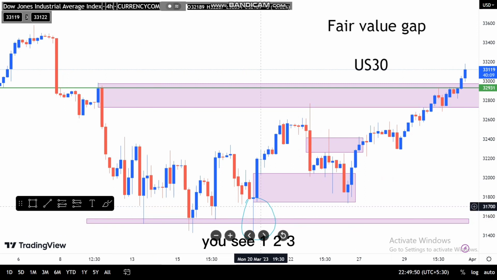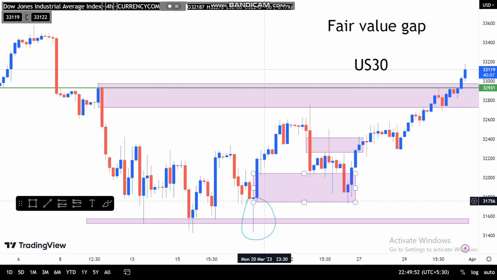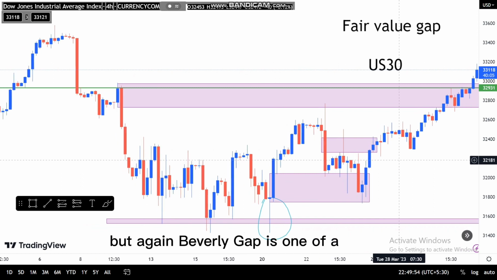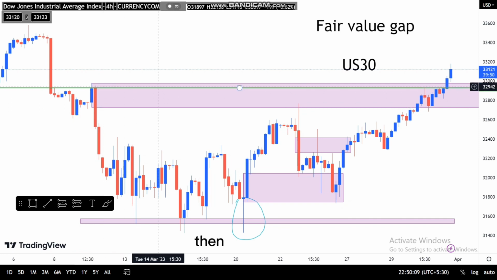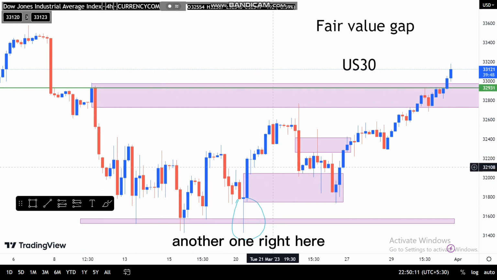You see, 1, 2, 3. I would say this is a triple bottom. But again, fair value gap is one of the strong confirmations I would consider in the market, traders. It's a very strong confirmation. So look, traders, fair value gap 1 here, fair value gap 2 here. Now this one, this fair value gap came with our supply zone, then fair value gap, another one right here, another one right here.